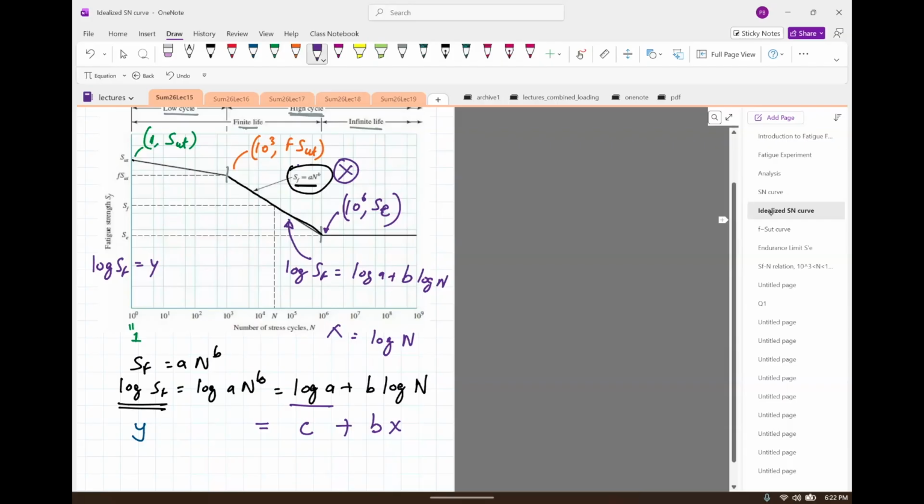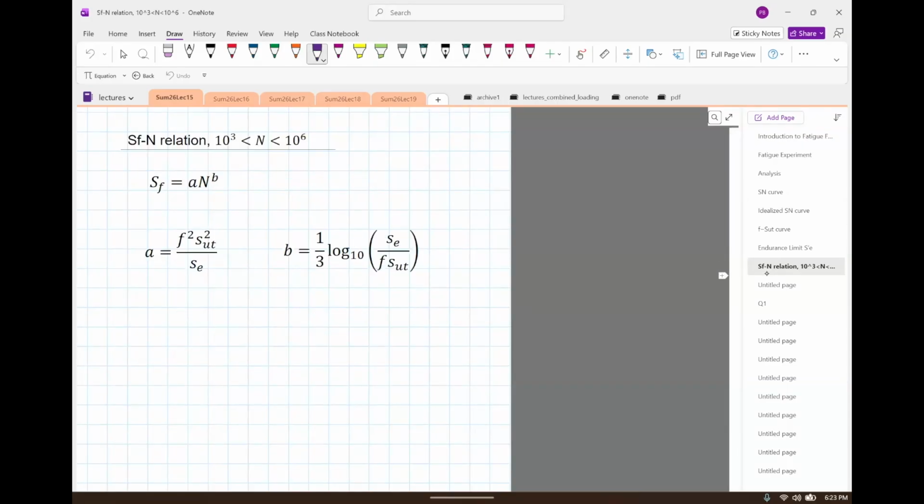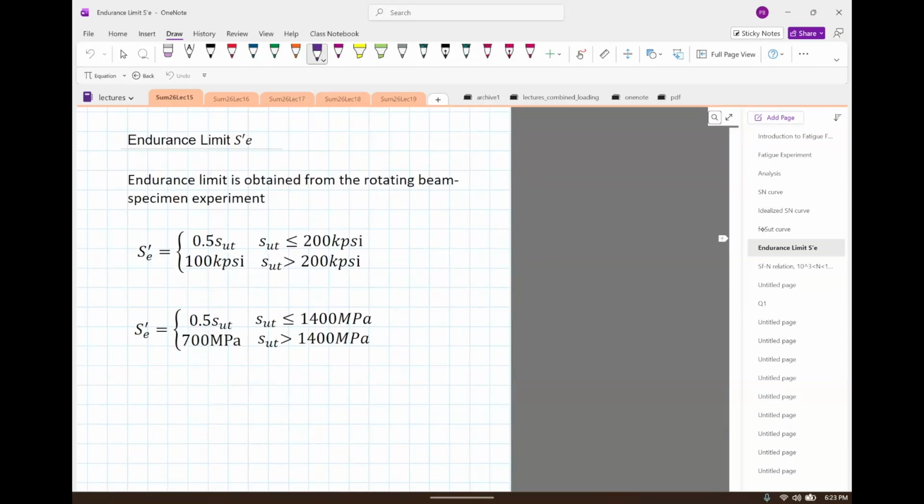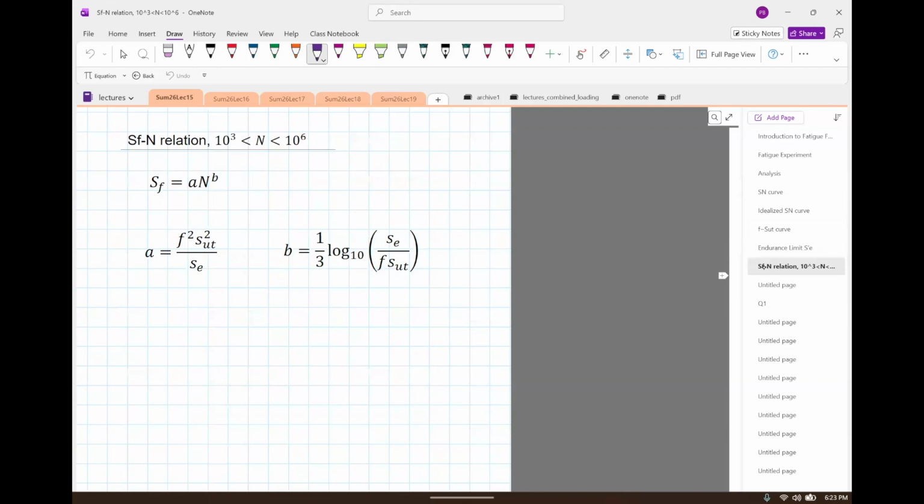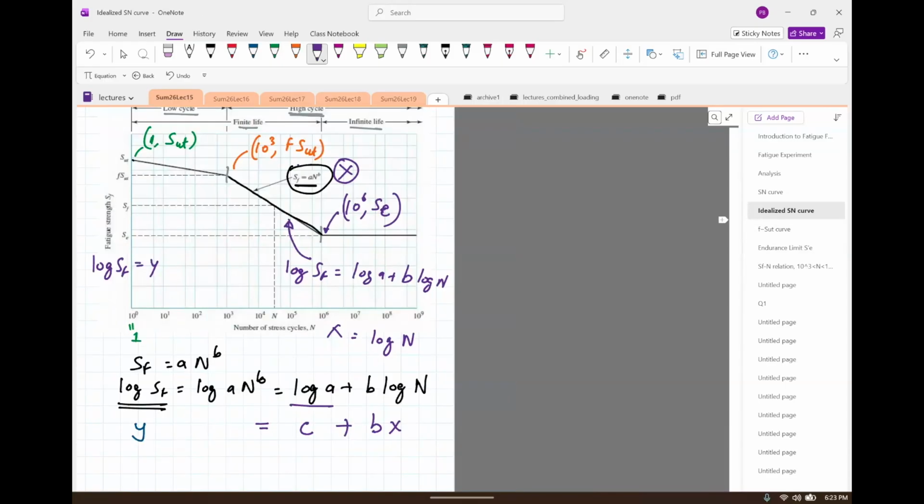First of all, let's model this line. So we are only looking at this range. This is very important. We are only looking at the range of 10 raised to 3 to 10 raised to 6. This is the region where we are trying to model. We've seen that the equation looks like this. They have written it down here.